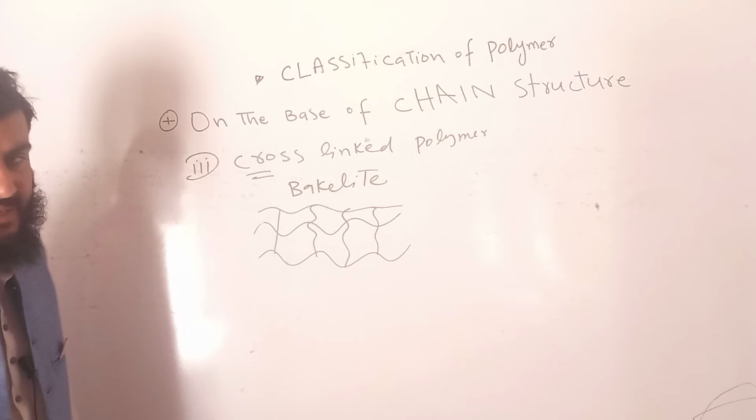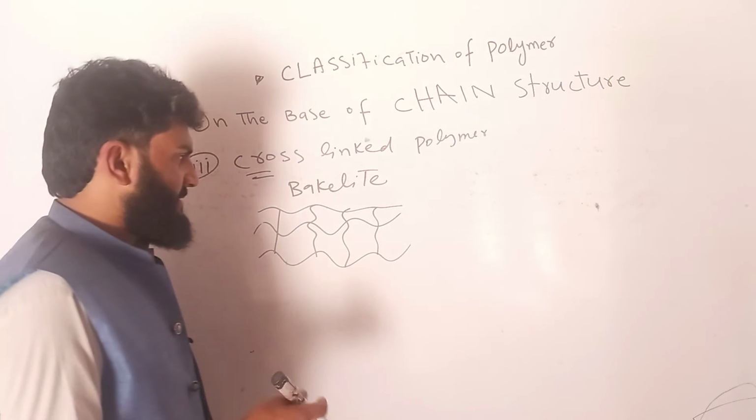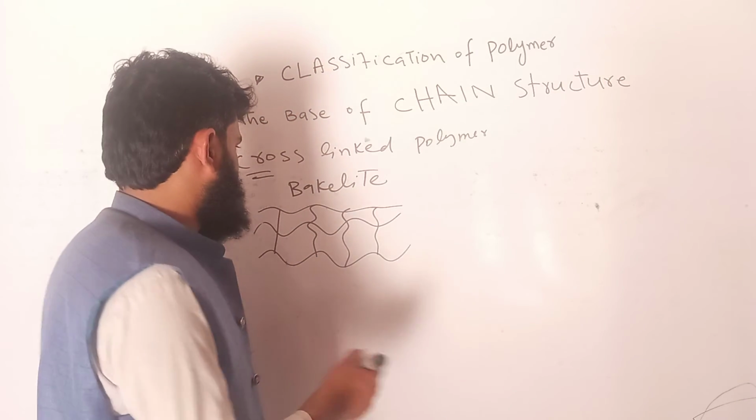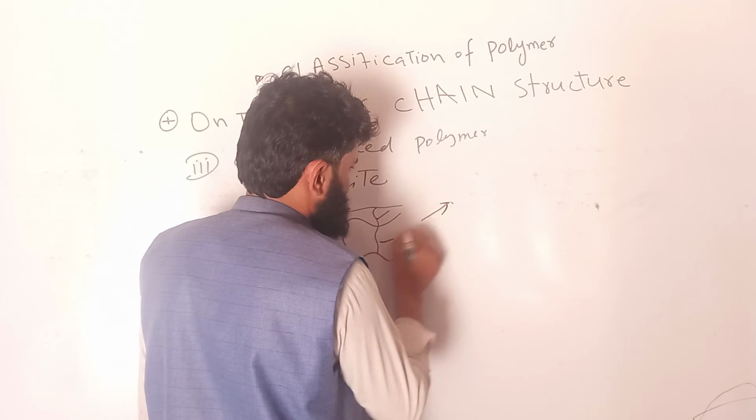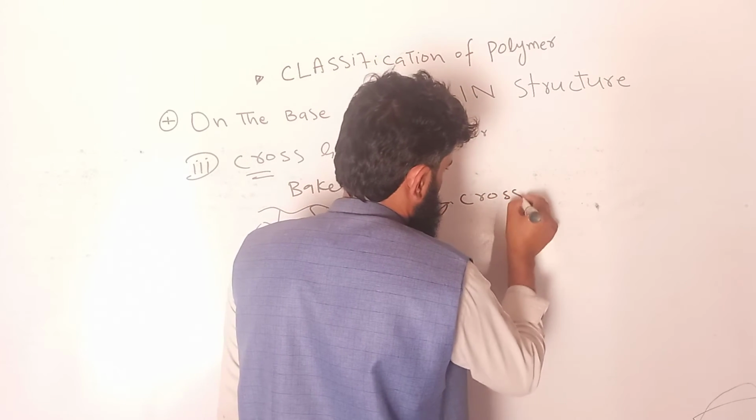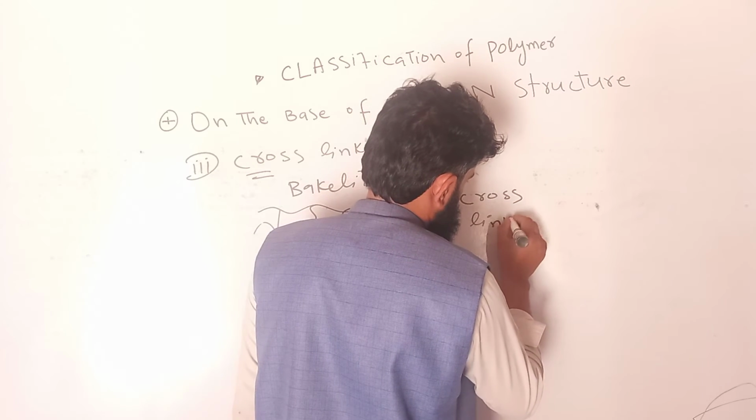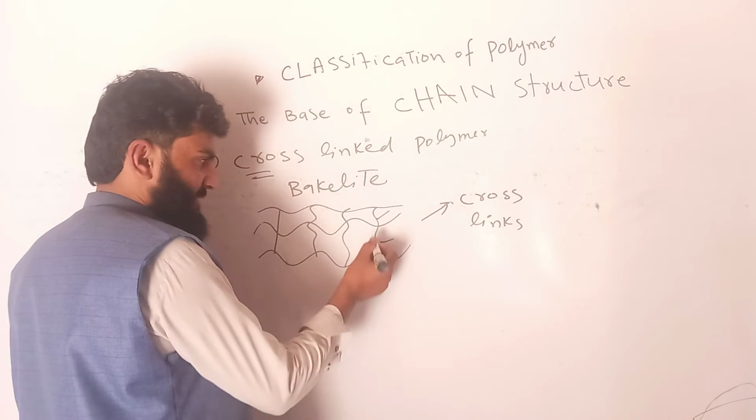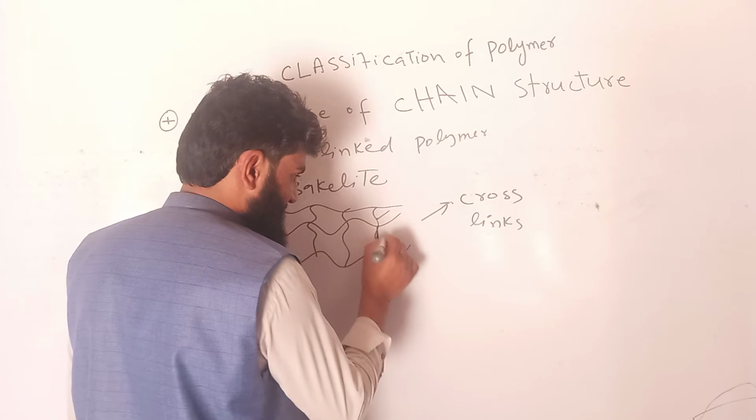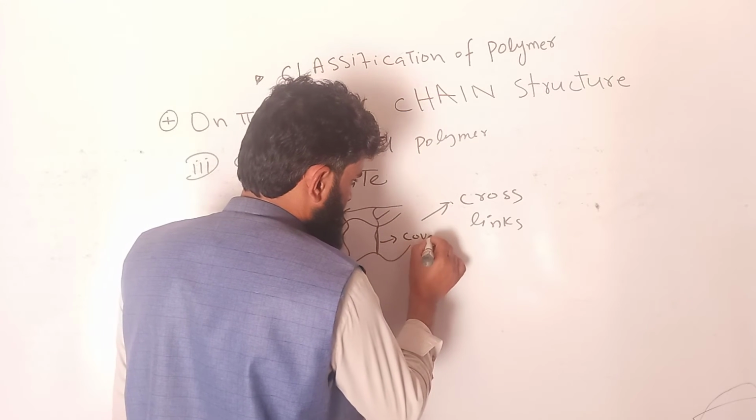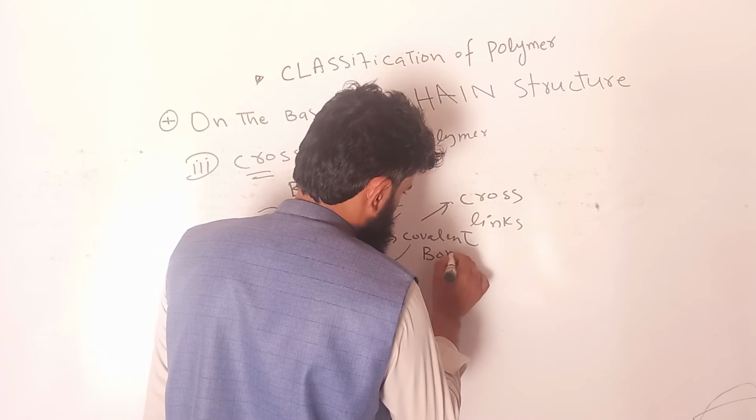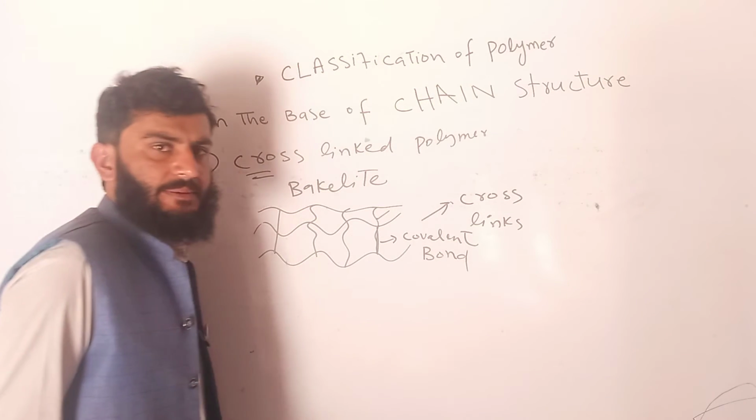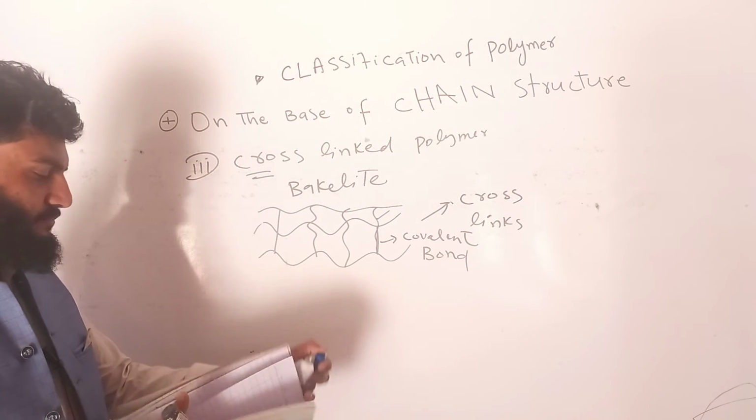Clear, by cross linking. What is this? These are actually cross links. And then what type of bond is it? It is actually a covalent bond. It is actually a covalent bond, clear.